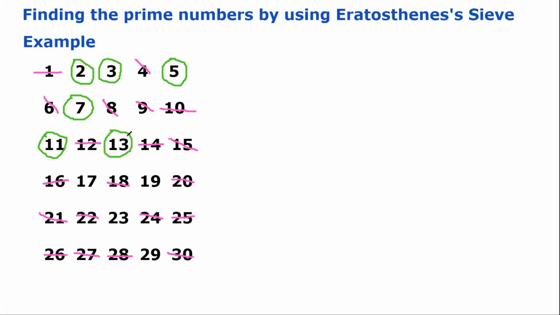So let's cancel the multiples of what? 13. 26, it has been cancelled already here. So then we have finished cancelling all the multiples of 13. So from the 13, you circle the next number that is not cancelled. From 13, 14, 15, 16, they are all next numbers to 13, but they have been cancelled. But the only next number or immediate one that is not cancelled is 17.